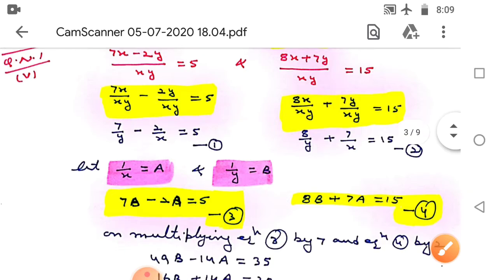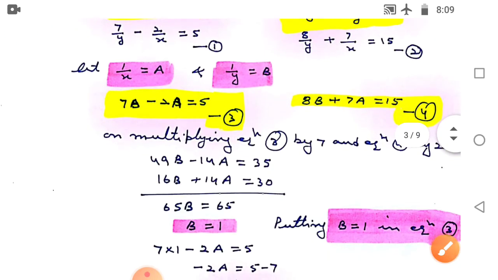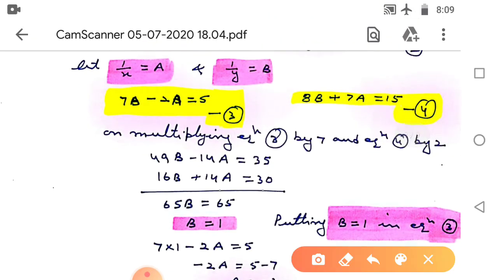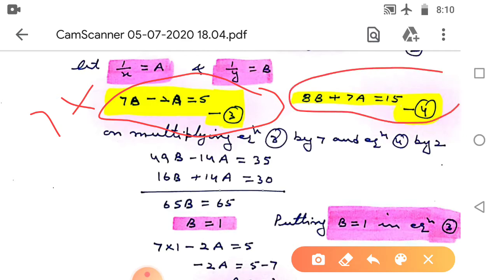Now on multiplying equation 3 by 7 and equation 4 by 2. Clear? Okay, this is equation 3, we need to multiply by 7, and this is equation 4, multiply by 2.